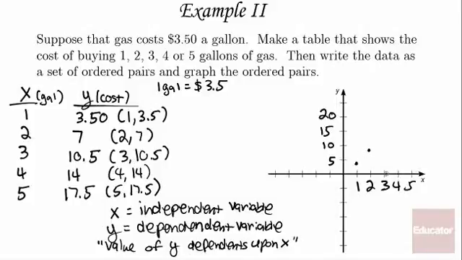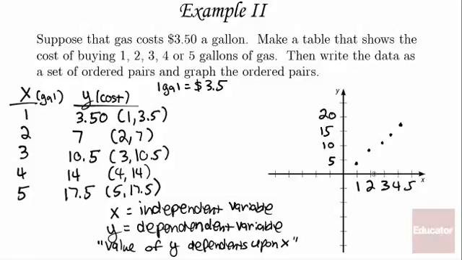My third value, 3 and then 10.50, so a little bit above 10. 4 is going to be at $14, so just below 15. And then 5 is going to be 17.5, so right about there. Okay. Now, again, these are discrete points. It only told me to graph 1, 2, 3, 4, 5 gallons, the cost of the 5 gallons of gas.